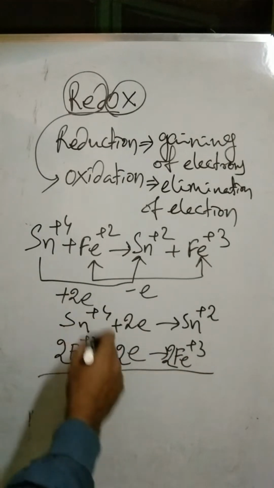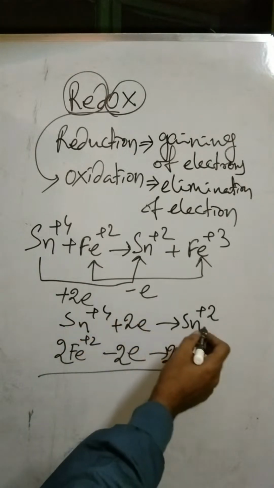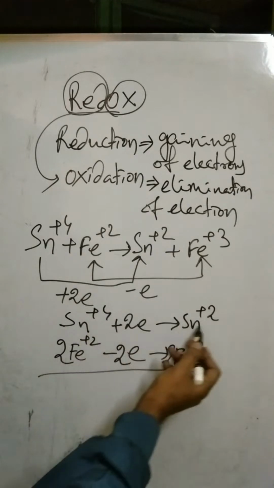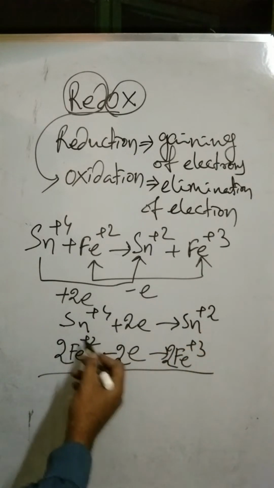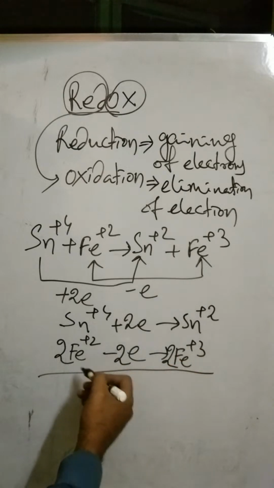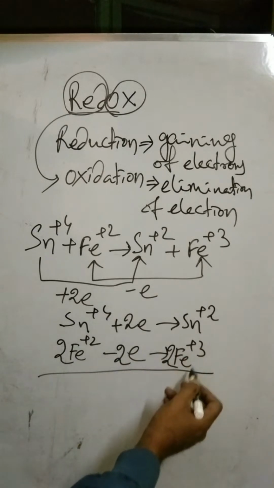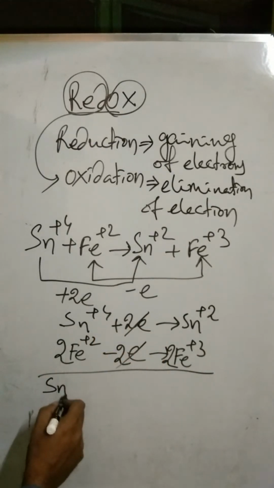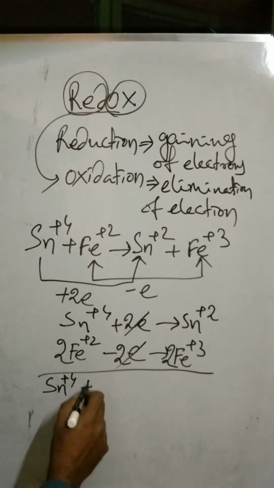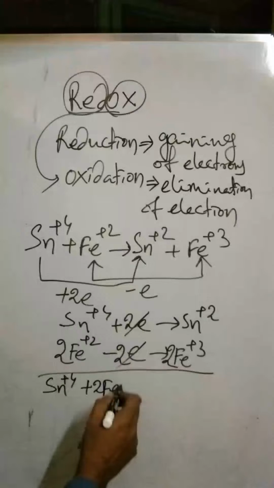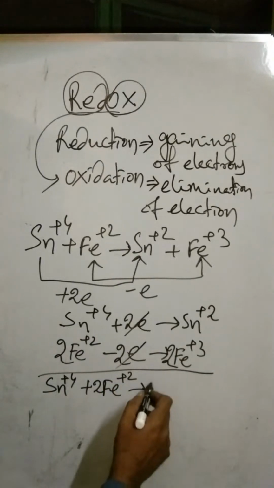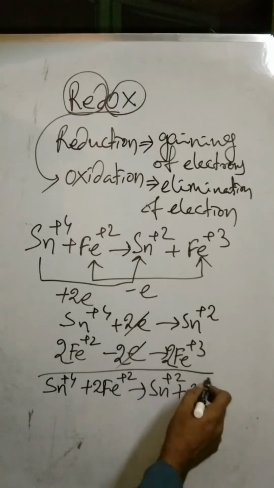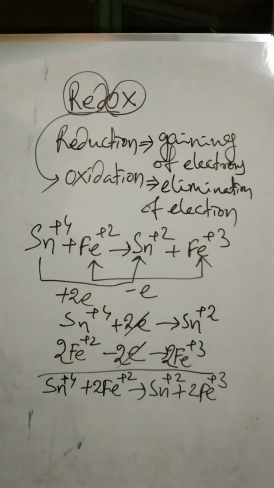Now you need to add these two reactions. Again I am saying, the reaction where oxidation number is decreased is called reduction, and the process where oxidation number is increased by elimination of electrons is called oxidation. Electrons here are balanced, and you just need to add Sn plus 4 with 2 Fe plus 2, which gives Sn plus 2 and 2 Fe plus 3. That is the balanced equation for this redox reaction.